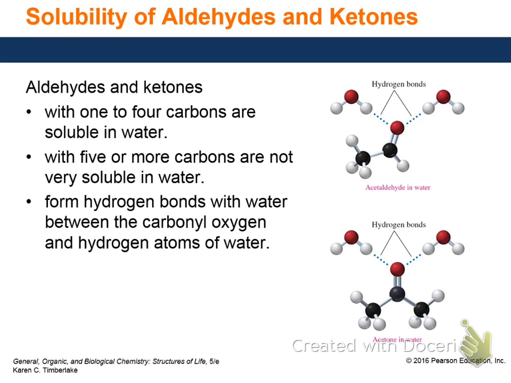Solubility of aldehydes and ketones basically follows that of alcohols. 1 to 4 carbons, soluble in water. So if you have an aldehyde, like when you go to biology and you have a formaldehyde solution, it's actually just like 15 or 20% formaldehyde in water. It's a solution of formaldehyde. Otherwise, formaldehyde is a gas. 5 or more carbons are not very soluble in water. And the solubility that they do have is attributed to hydrogen bonding with water between the oxygen of the carbonyl and the hydrogen of a water molecule. So this is what I talked about in that previous slide.